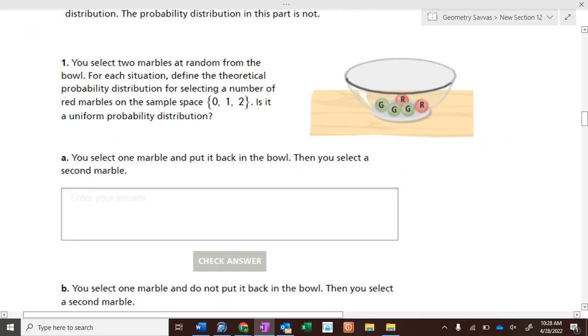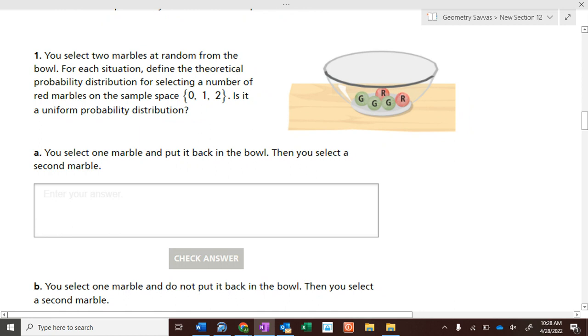So here's a good one. You're selecting balls or marbles from a bowl, okay? So you're going to select 1 marble and then put it back in the bowl. And then you select a second marble. What is the probability, okay? For each selection, you want to find the probability for selecting red marbles. So you're going to go the probability of 0 red, the probability of 1 red, the probability of getting 2 reds. Okay? So you're going to make out the sample space here.